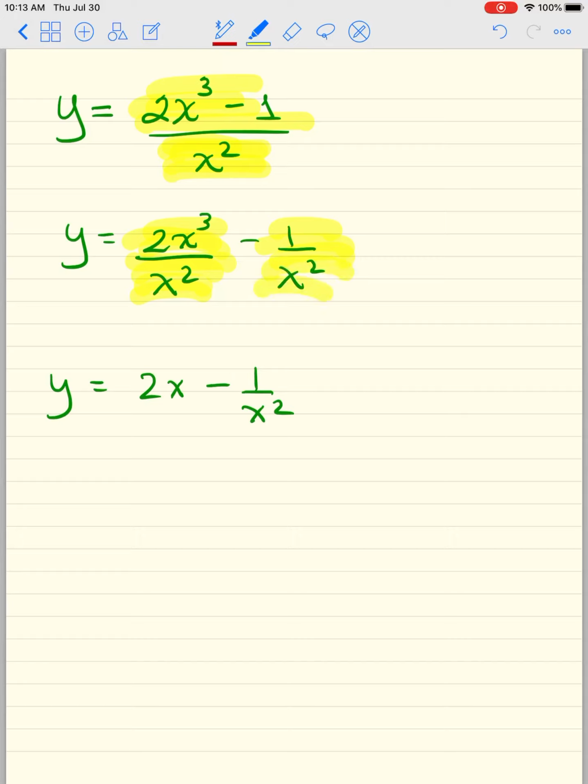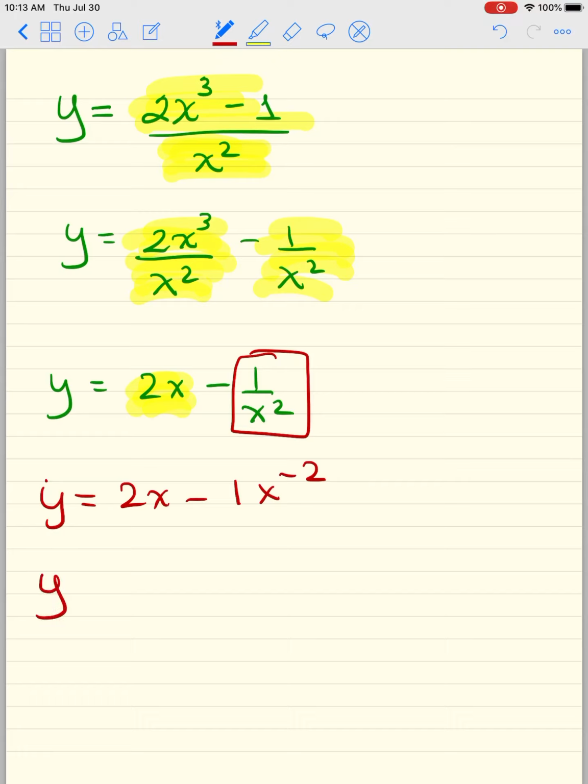X to the third over x squared is x to the first, because when we divide, we subtract the exponents. And then we have 1 over x squared. We're almost ready to take the derivative, but not yet because I still have this guy right here. So I'm going to rewrite him as 1x to the negative 2. Now be very careful when you do the power rule with negative exponents.